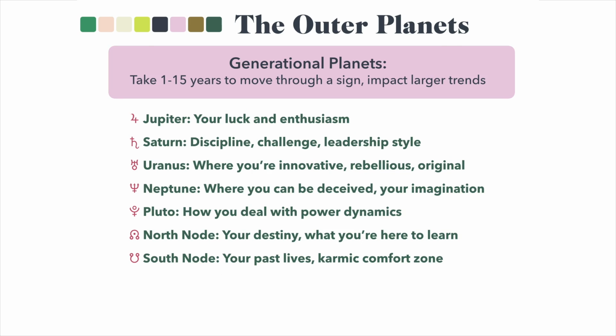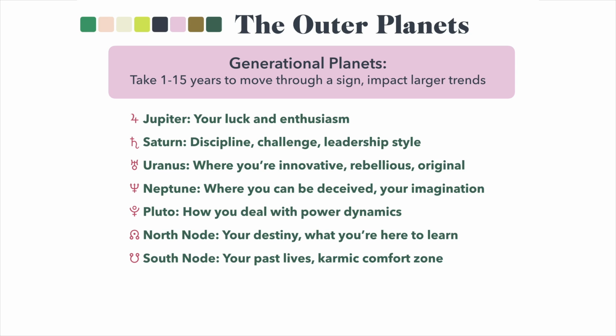Then we have the outer planets. These are also called the generational planets because they take from 1 to 15 years to move through a zodiac sign, depending on how far from the sun they are. So, your Jupiter sign changes every year. People born within the same 12-month cycle as you will have the same Jupiter sign as you. So you may all have a similar style of where you're lucky or enthusiastic. I was born in a year where Jupiter was in Capricorn, the sign of achievement, and we had 5 valedictorians in our graduating high school class. We were all a bunch of overachievers. And after I learned astrology and looked back, I was like, no wonder.